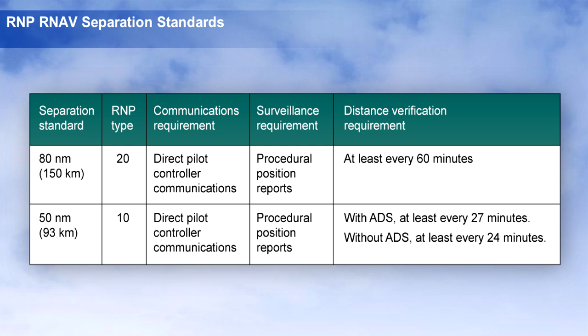An aircraft may climb or descend through an occupied level once it has been established that the aircraft concerned have passed each other and the appropriate longitudinal separation exists. That is, either 80 or 50 nautical miles.